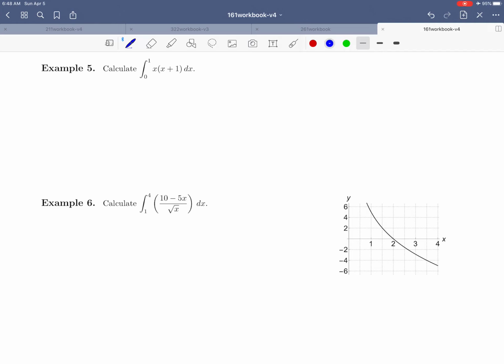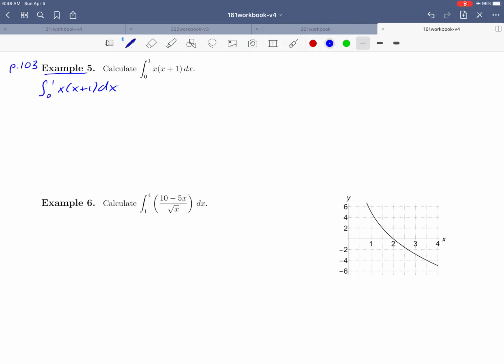Hello everybody, and welcome to example 5 on page 103 of the workbook. This is another example of calculating a definite integral using the fundamental theorem of calculus. So let's work through this problem together. We are being given an integral that looks like the integral of x times (x plus 1) dx.